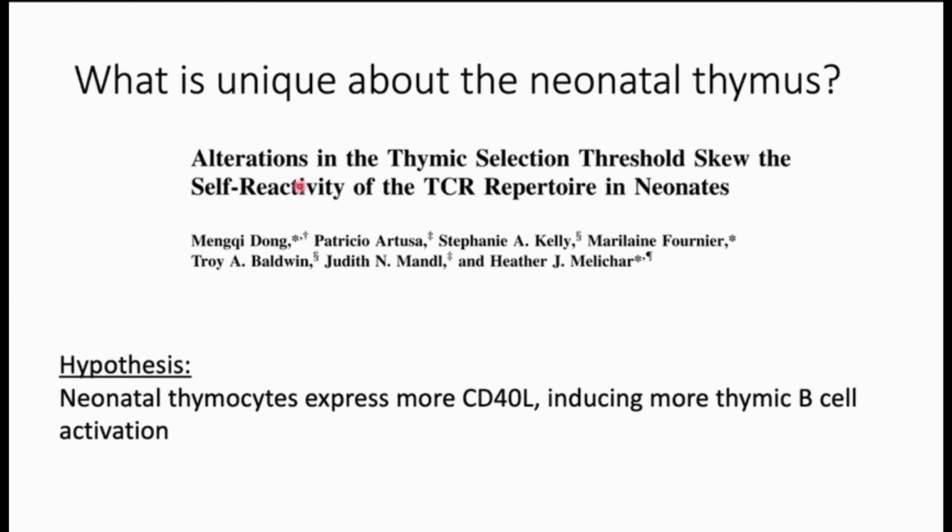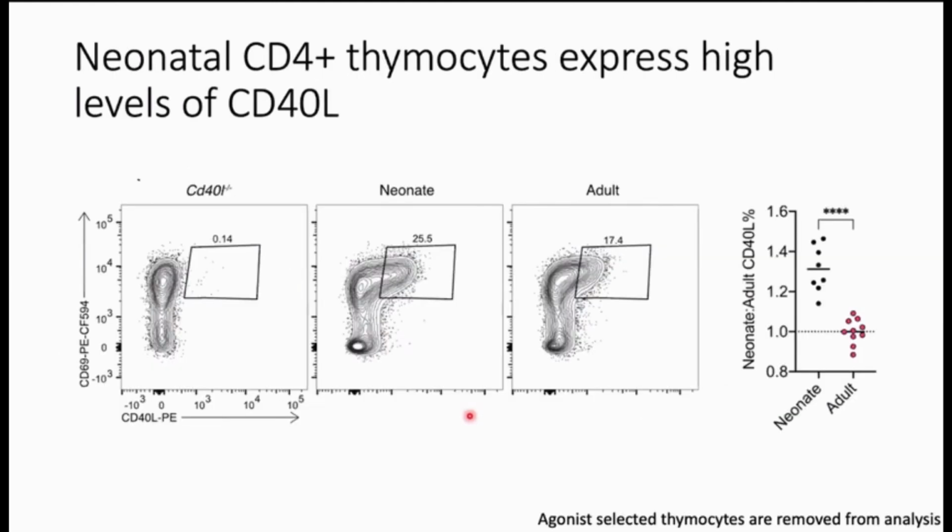So based off of this work, what we hypothesize is that the neonatal thymus, and particularly the neonatal thymocytes, express more CD40 ligand, and that increased expression of CD40 ligand is able to induce more thymic B cell activation. CD40 ligand is upregulated in proportion to the amount of signal strength that they get. So again, if they are more self-reactive at this time point, we would expect them to express more CD40 ligand. And that is what we find.